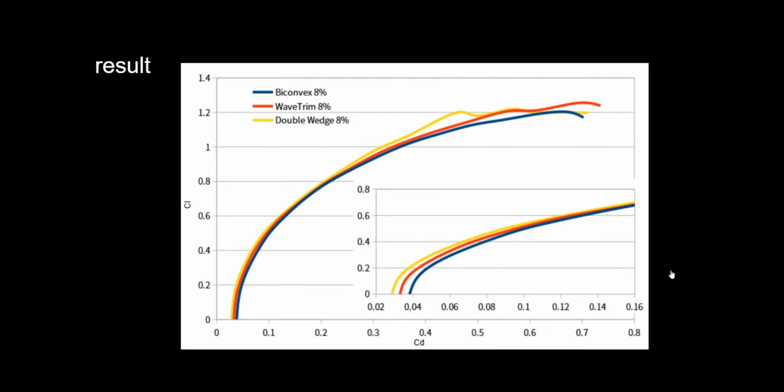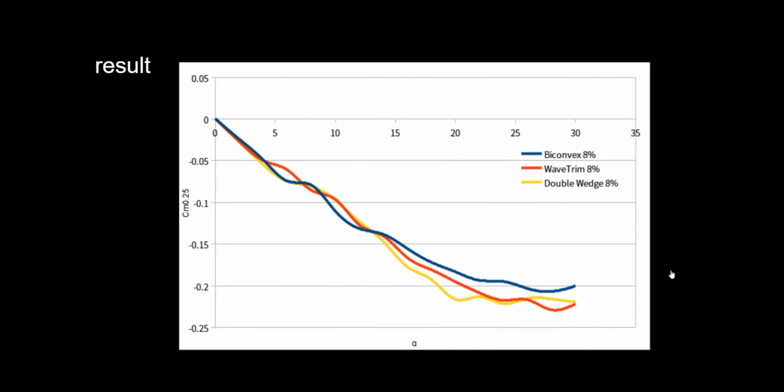In the CD-CL graph, you can find that the wedge airfoil is really performing better than circular arc, even having the lowest drag. My wave trim foil design is somewhere between circular arc and wedge. And here is the pitching moment at quarter chord line and the aerodynamic center. Not very interesting. I also ran CFD analysis with different thicknesses.